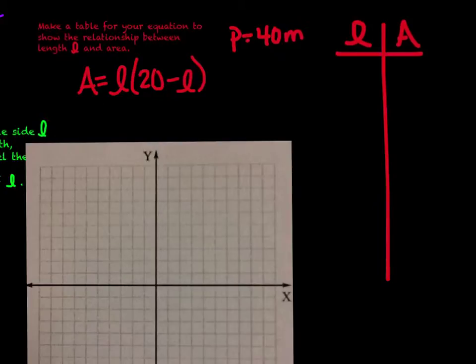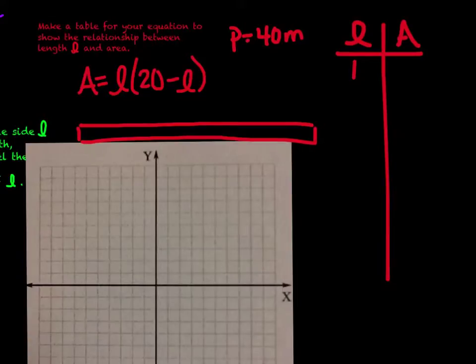So let's think about a couple of rectangles. Let's start nice and easy. If I have a rectangle that has 1 meter on the side, it's 1 meter wide, how big does the width need to be to make a 40 meter perimeter? Well, if it's 1 meter on one side, that means this other side has to be 19 meters, because 1 plus 19 equals 20, and that's going to be reflected on the other side, so we get 40.